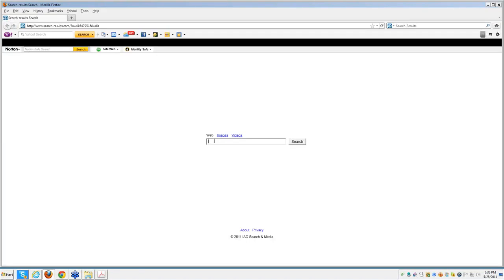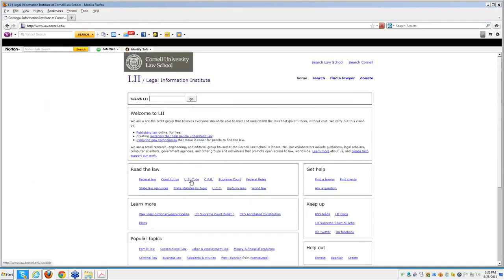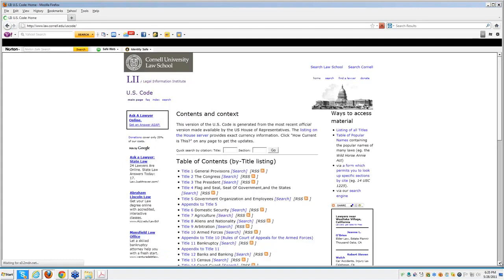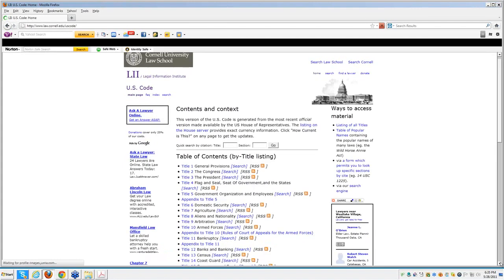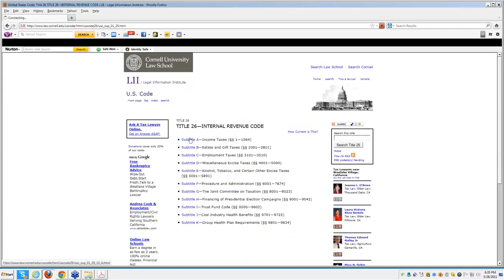I'm going to show you they have a chart that shows what they're taxing and how much. They have a schedule in there. And I'm going to show you the schedule. Notice it's subtitle A, income taxes.